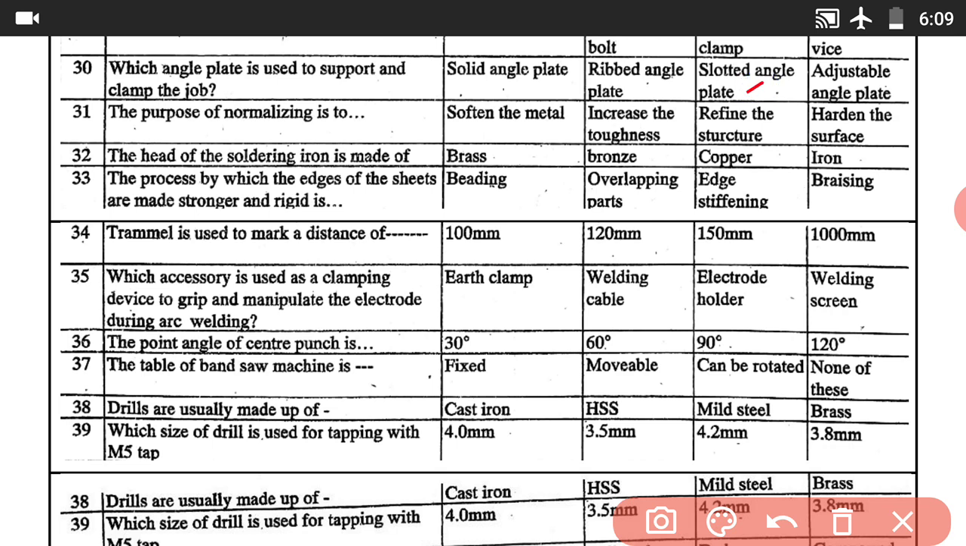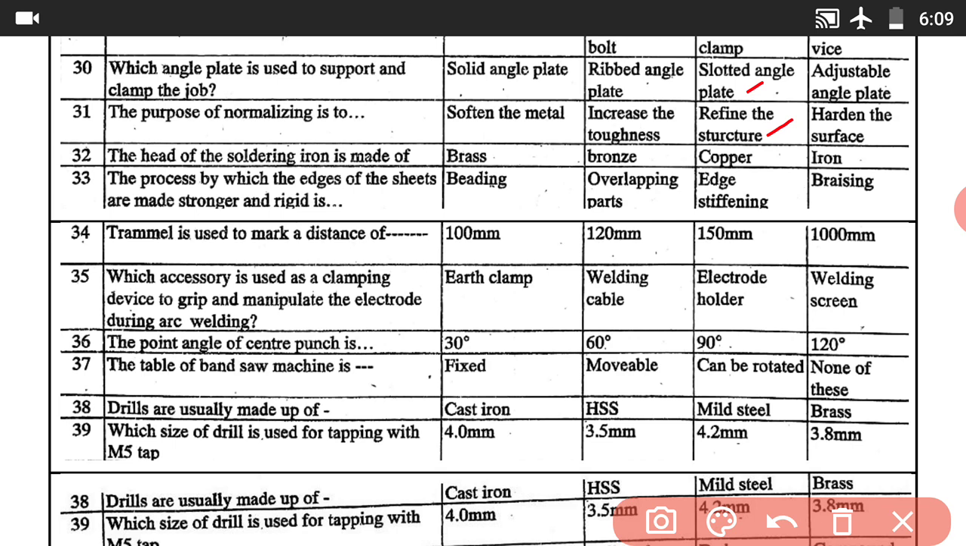Question number 31. The purpose of normalizing is to dash. The answer is to refine the structure. Option C is the correct answer.